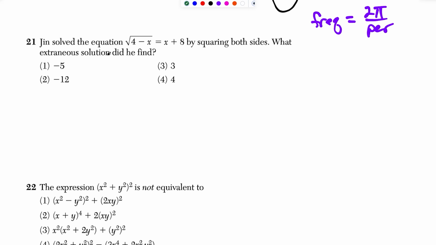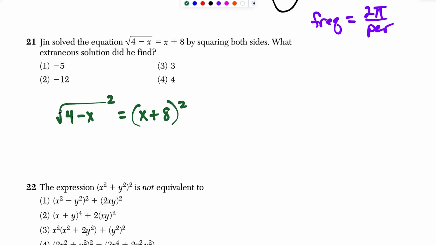Question 21, Jin solved the equation square root of 4 minus x equals x plus 8 by squaring both sides. What extraneous solution did he find? So for this one here, I would just start off by going through the math. So we have the square root of 4 minus x, and now this is equal to x plus 8. And we're going to do what Jin did. We're going to square both sides. Okay, so we're going to square the left side, and we're going to square the right side.